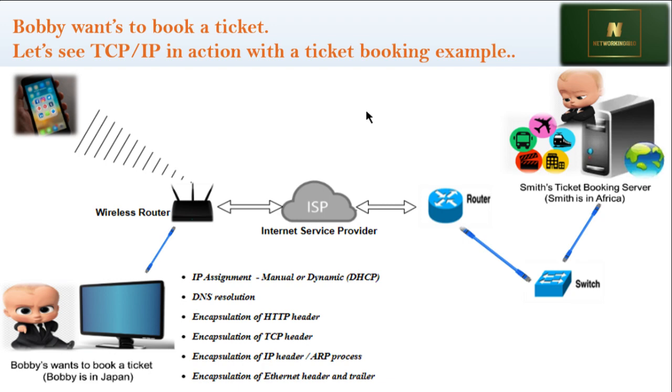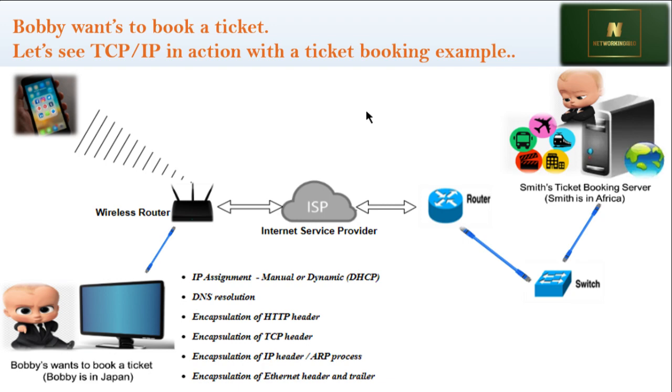The data then gets forwarded to the Internet service provider and finally proceeds towards Smith's network with the help of the destination IP address, which was received as part of the DNS resolution. Please note that the destination IP being discussed is a public IP. We will talk about public IP and private IP in the next videos.